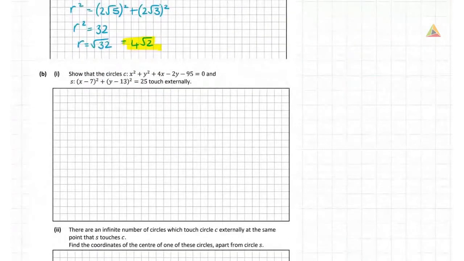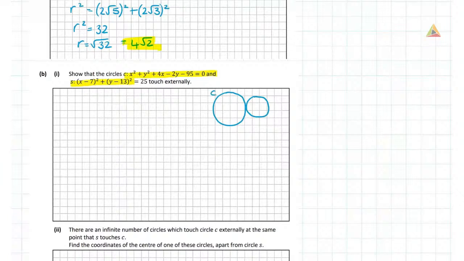Part B, show that the circles C and S touch externally. So there's my C and there's my S. So I'm just going to draw a rough sketch of a diagram. We have a circle C and we have another circle S. Now, I'm not sure yet which is the smaller or which is the bigger one, but I'm just going to draw a diagram to give me an idea of what I'm looking at. And I've drawn that they touch externally. That's what we're trying to prove.